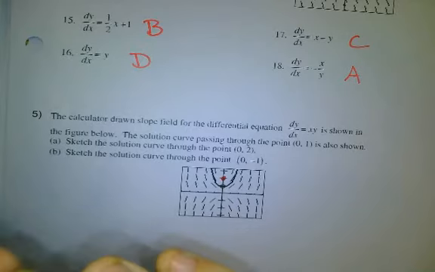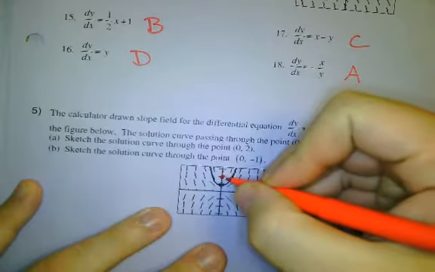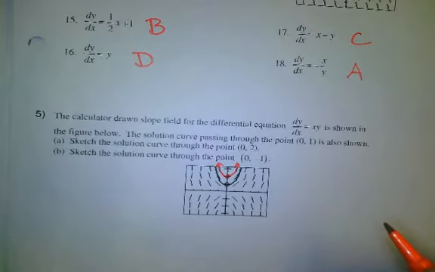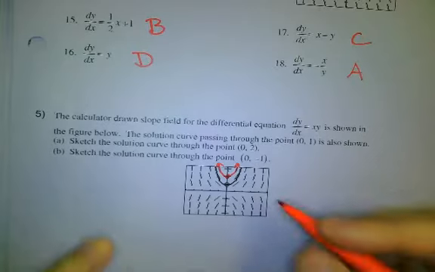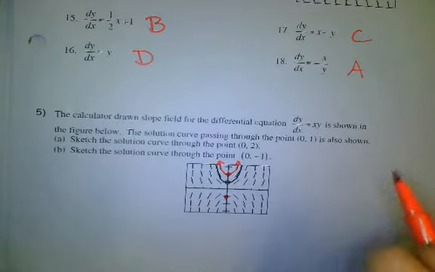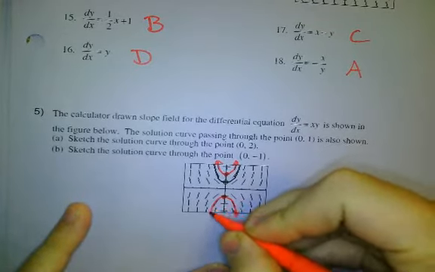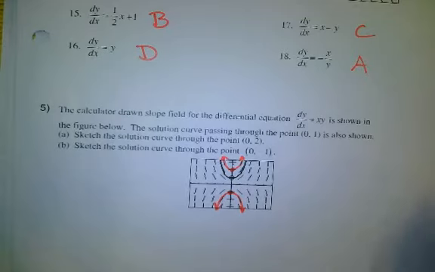So going to the right, I'm going up. Going to the left, I'm going up. Kind of like that. So at (0, -1), to the right I'm going down. Left I'm going down. Just follow the slopes.